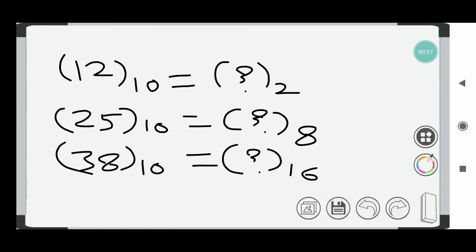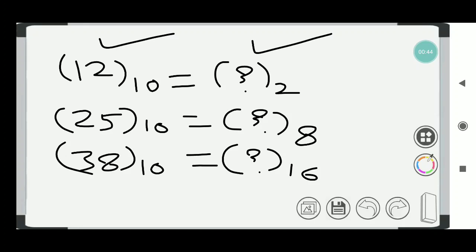So in the first case we have to convert 12 into a number system. The base given here is 2, so it is the binary number system, so we have to convert this 12, a number of decimal number system, into a binary number.